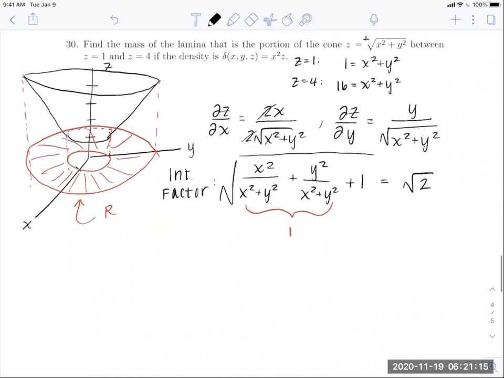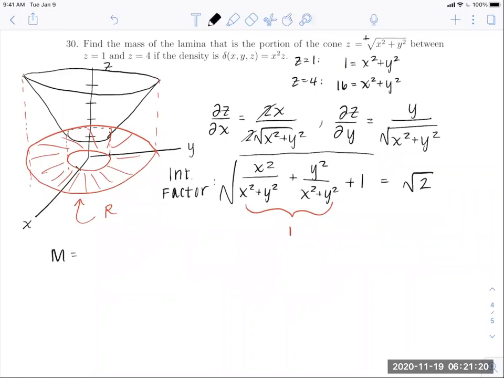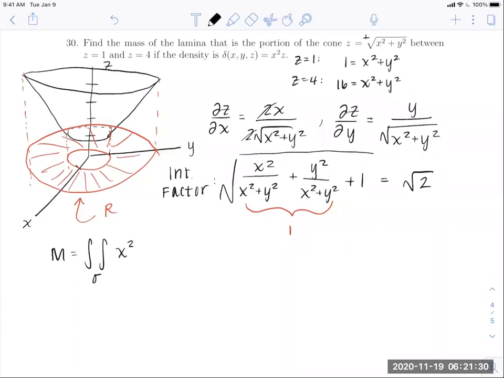Heck yes. So now let's set up our mass equation. According to the remark up above, the mass is computed as the surface integral of the density function, in our case, x squared z dS. So now what I'd like to do is transform the surface integral to a double integral over the region R that I have defined there. So first, let me just set up the integral, and then I'll worry about setting up the limits of integration.